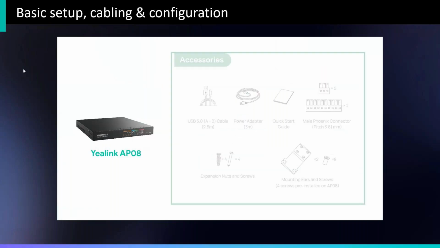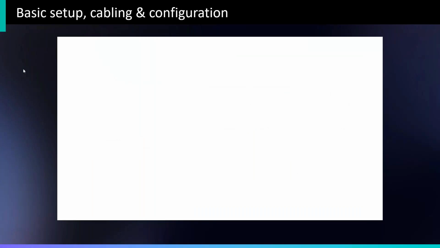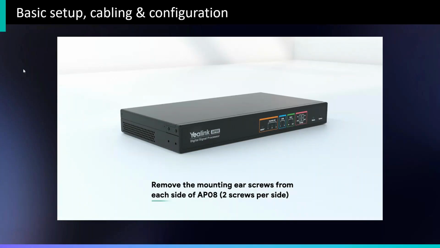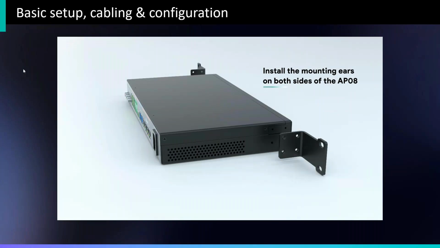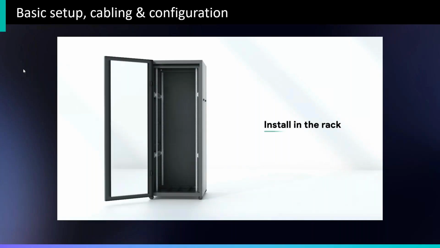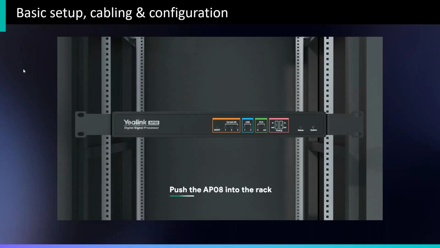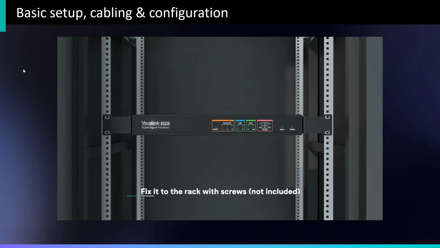What's in the box? In a 19-inch rack, remove the mounting ear screws from each side of AP08. Install the mounting ears on both sides of the AP08. Install in the rack. Push the AP08 into the rack. Fix it to the rack with screws.